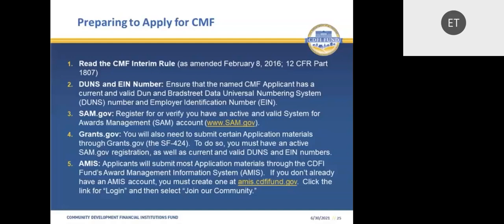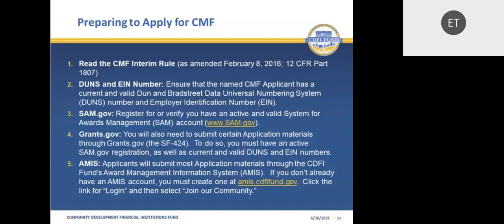You will need to create one by going to amos.cdfifund.gov, click on Login, and then select Join Our Community. We have an AMOS training guide that walks you through all of the steps to create an AMOS account. So just click on the AMOS training materials to access that guide.